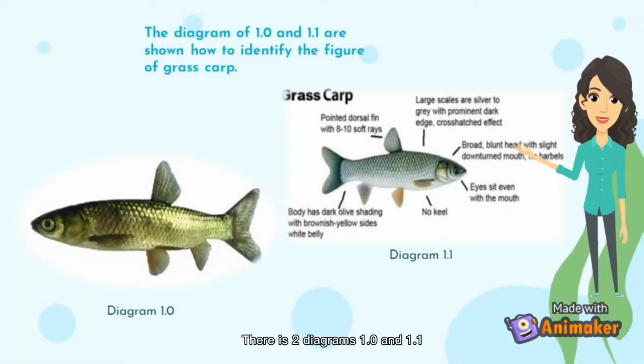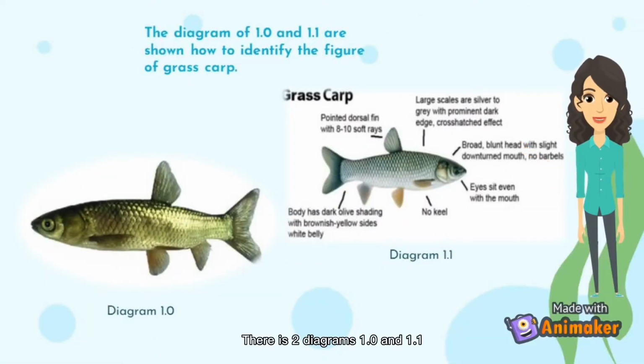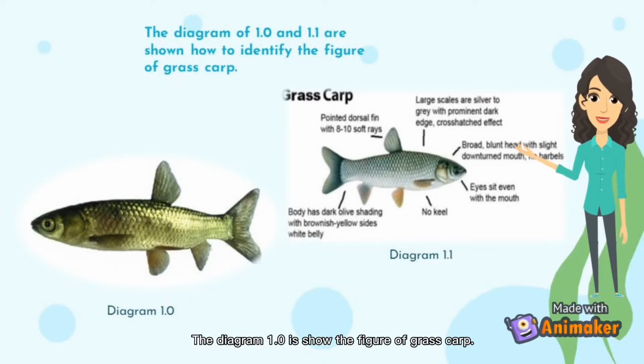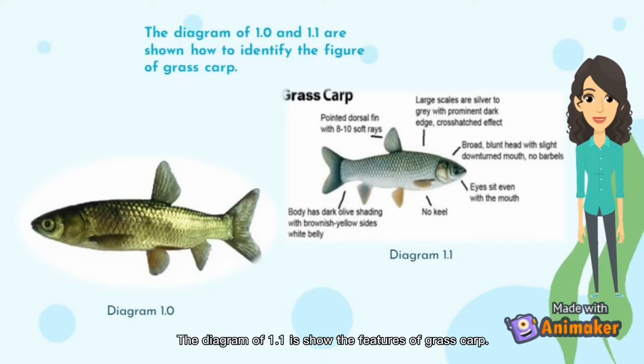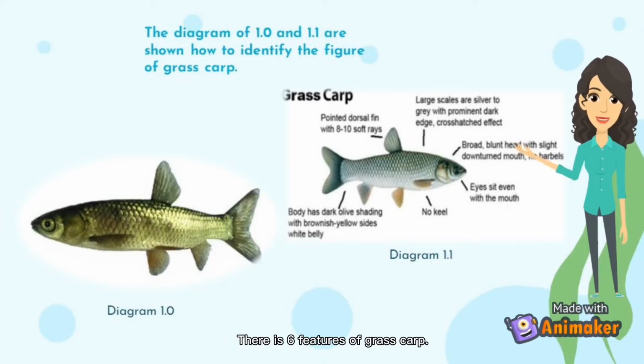There are two diagrams, 1.0 and 1.1, that show how to identify grass carp. Diagram 1.0 shows the figure of the grass carp. Diagram 1.1 shows the features of the grass carp. There are 6 features of grass carp.